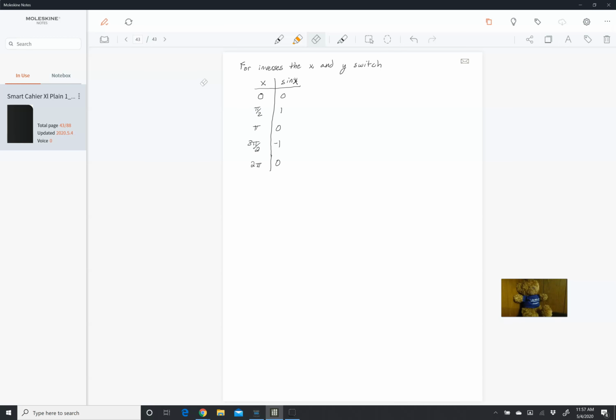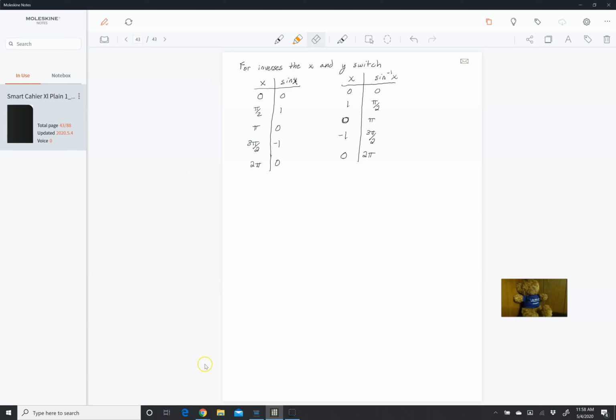Now let's do sine inverse. The x and the y switch. So at 0, the sine inverse is 0. At 1, the sine inverse is pi over 2. At 0, the sine inverse is pi. At -1, the sine inverse is 3 pi over 2. And at 0, the sine inverse is 2 pi. The x and the y switch.